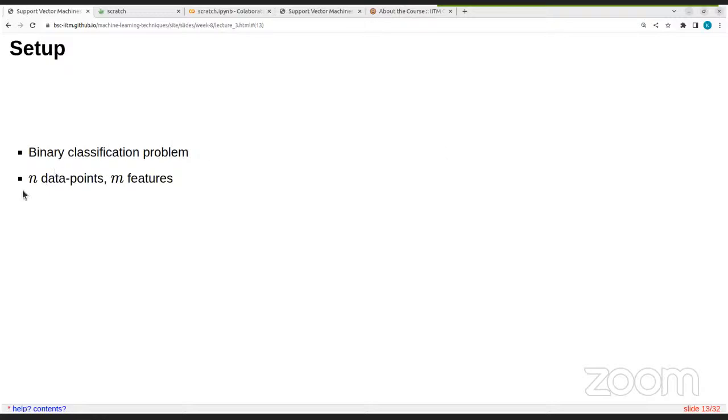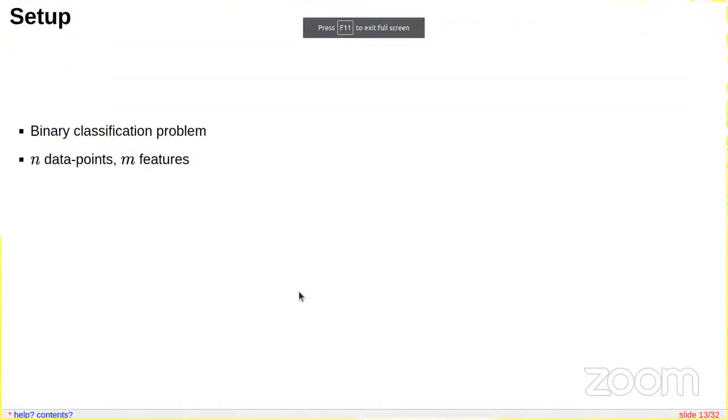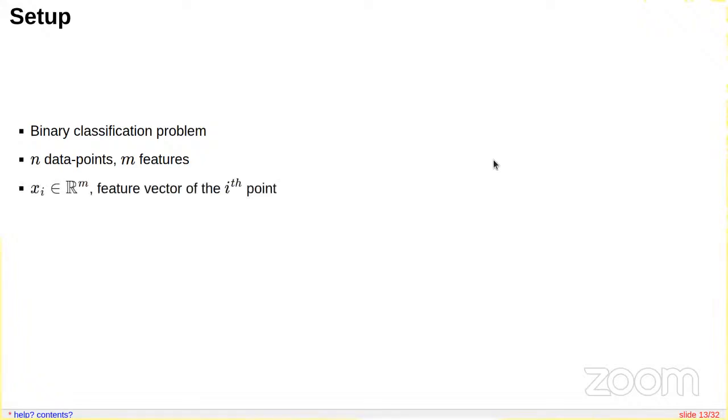We now have n data points and m features. This is consistent with the notation that we have been following throughout the course. So in the exam, in the OPP also, we'll stick to this notation. In the OPP, mostly it will be specified. But if it is not specified, then n will be for the number of samples and m will be for the number of features.